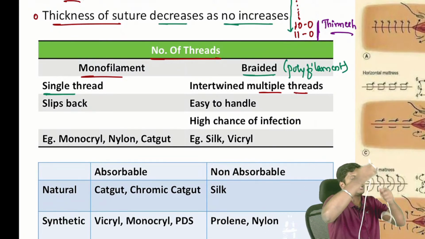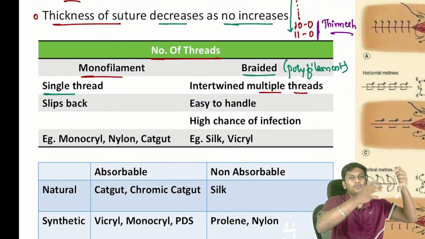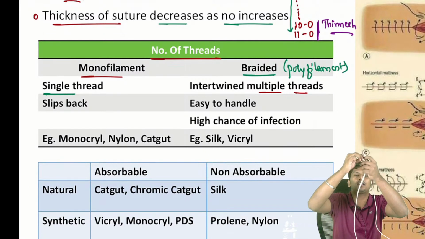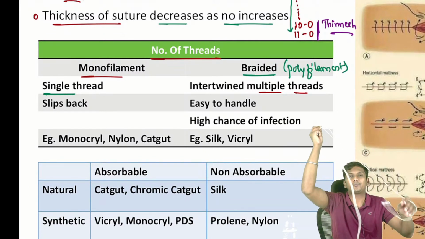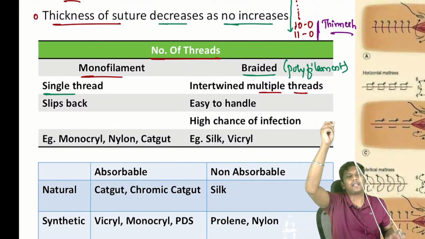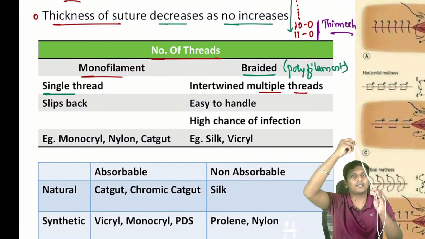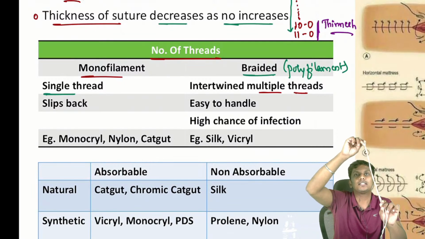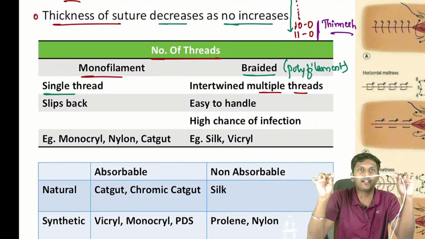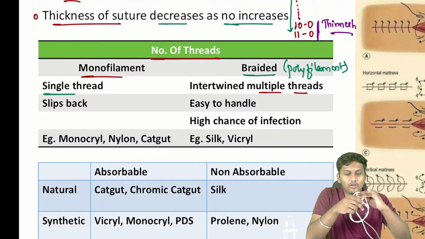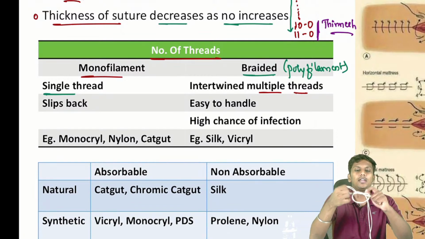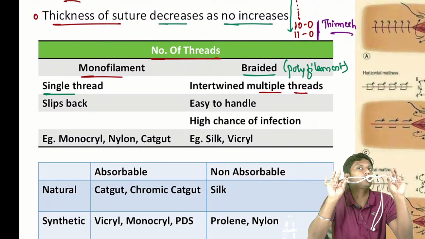For example, this is a monofilament suture. What will be a braided suture on the other hand? This will be a braided suture. Can you see this kind of braiding, many filaments coming together and intertwining with each other? Now if I tie a knot with a braided suture, is it going to come out easily? No, it is not going to come out easily.